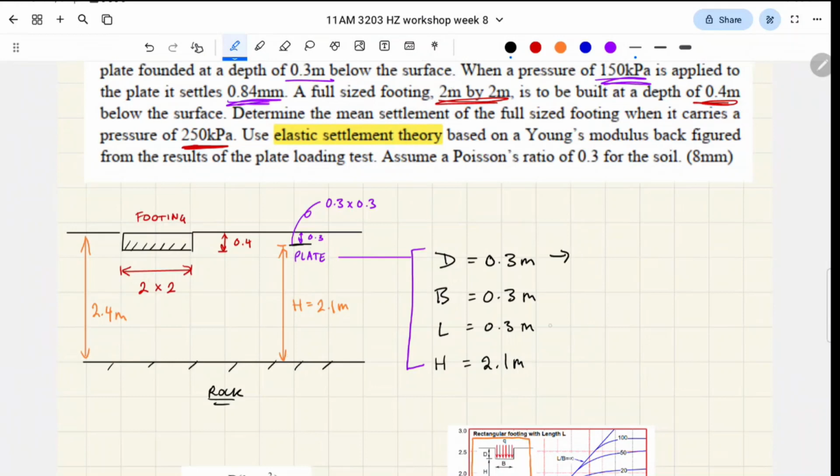Okay, so now we have to calculate 3 ratios, right? The D on B ratio, the L on B ratio, and the H on B ratio, okay? These aren't hard ratios to calculate. You literally just plug in all those values that we know. So 0.3 divided by 0.3 is 1. L is 0.3 over 0.3, that's 1. 2.1 divided by 0.3 is going to be 7. Okay.